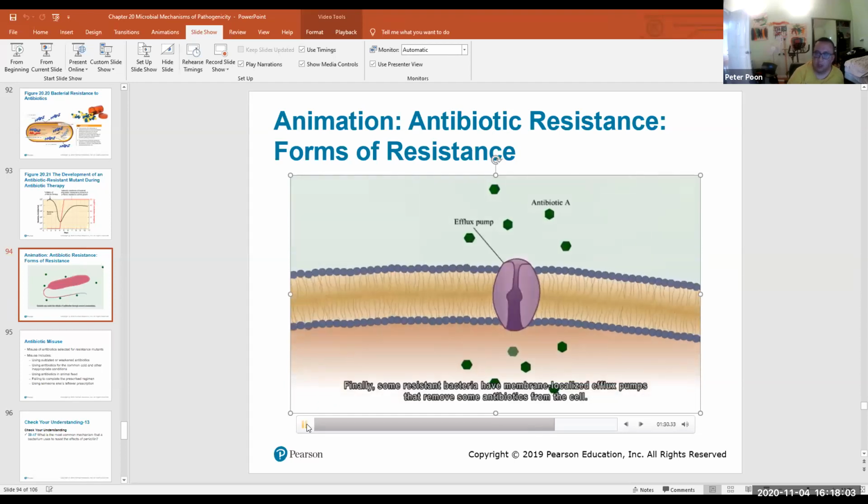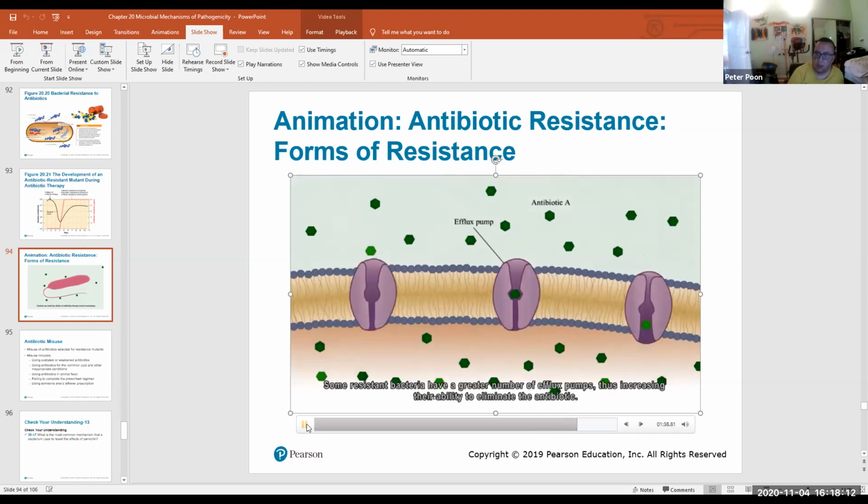Finally, some resistant bacteria have membrane-localized efflux pumps that remove some antibiotics from the cell. Some resistant bacteria have a greater number of efflux pumps, thus increasing their ability to eliminate the antibiotic. In some cases, bacteria have also been able to increase the spectrum of drugs that are eliminated by these pumps by making pumps less specific.